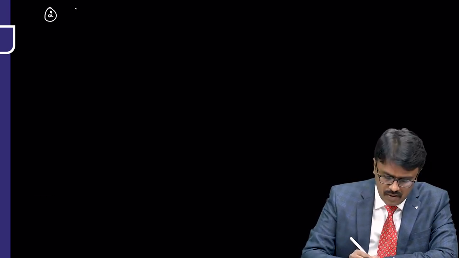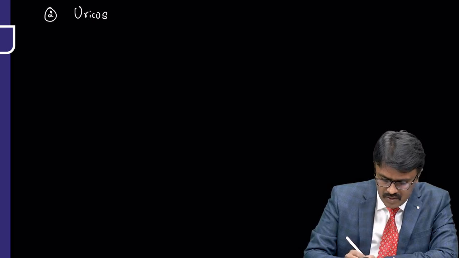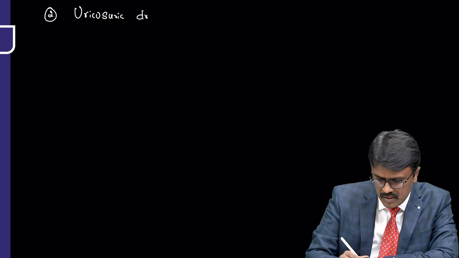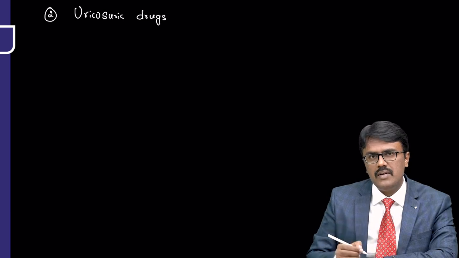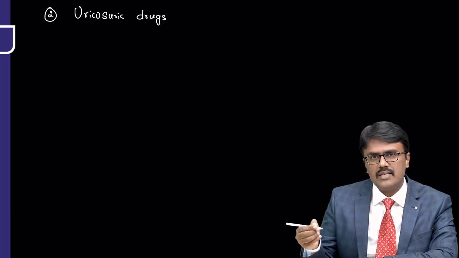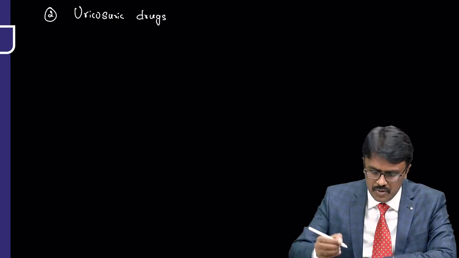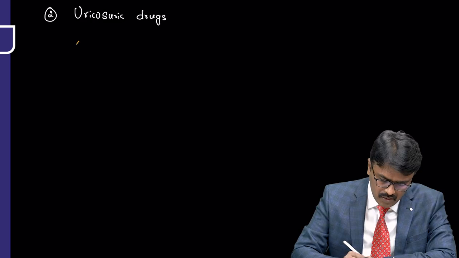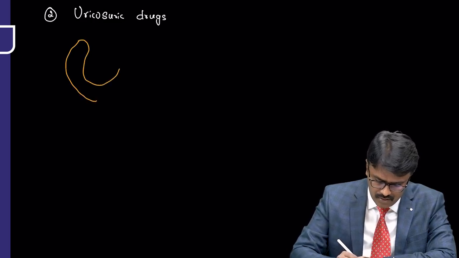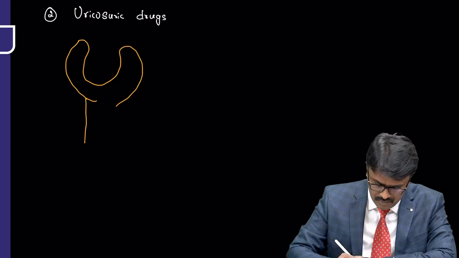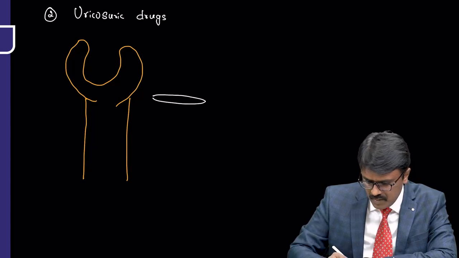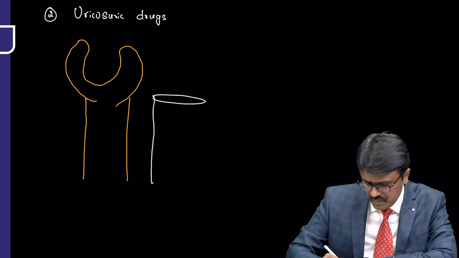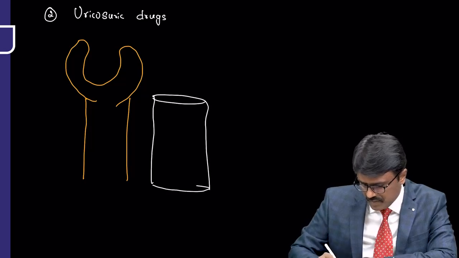The next class of drugs in chronic gout are called uricosuric drugs. The name itself tells you these drugs will eliminate uric acid in the urine. So uric acid will be thrown out in the urine. How do we do that? To understand that, let me draw the nephron. So this is the nephron, and nearby there is a blood vessel.